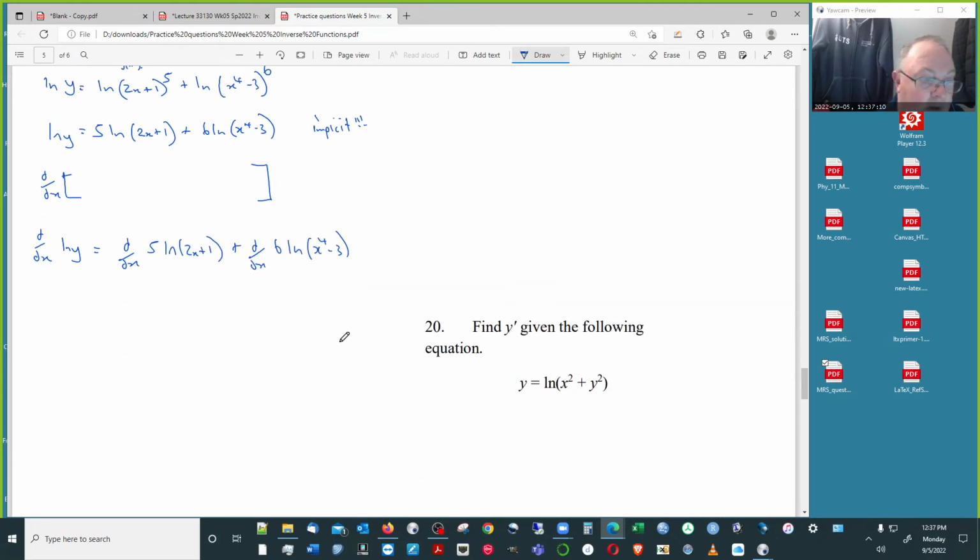Okay. Alright, so that doesn't make any sense. So we have to invoke the chain rule. What fits? y fits. This one makes sense, but it's a chain. So let u equal 2x plus 1. So we're going to end up multiplying by 2.